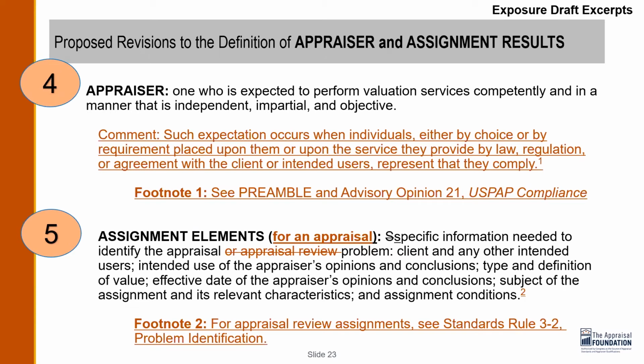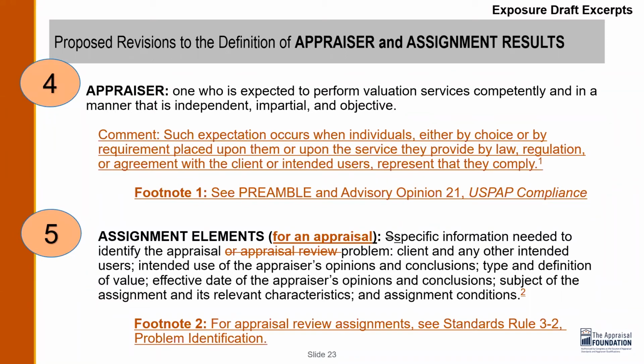The definition of assignment elements was also added in the current 2020-21 version of USPAP. Now, the list here of 6 assignment elements contained in the current definition is spot on for an appraisal assignment. These are the time-tested, well-established assignment elements for appraisal assignments. However, as currently written, the definition pertains to both appraisal assignments and appraisal review assignments. When reviewing this definition, the board notes that the list of assignment elements is more complicated for appraisal review assignments.